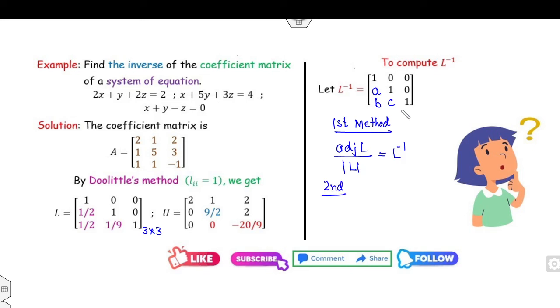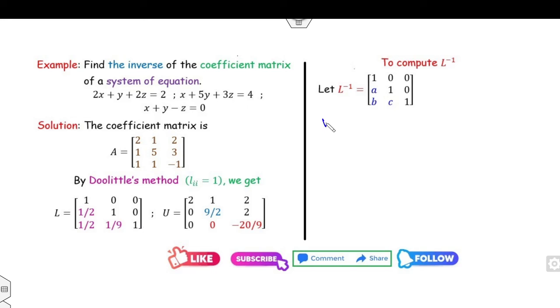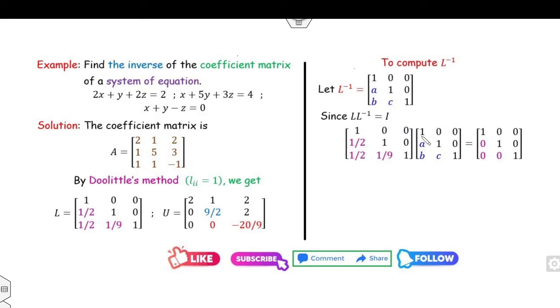I will choose the unknown numbers as A, B and C. And we all know the property of L and L inverse: their product is always identity. So I can substitute the values of L and L inverse in this expression. Fine. This is my L, and this is my L inverse, which gives identity. Then I can equate the coefficients. That's very simple. Because it's a lower triangular matrix, I need the values of A, B, C, so I can compare the coefficients of the lower triangular part.